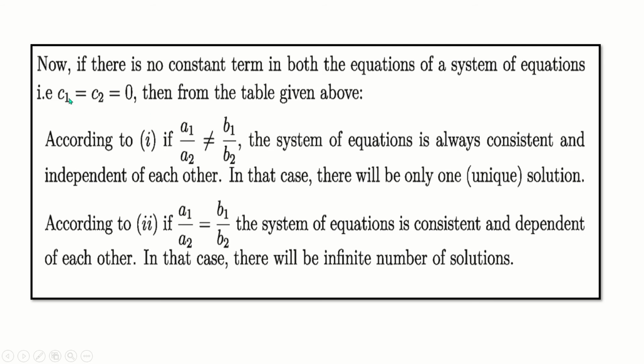Also same condition, but if the constant term is equal to 0, then the first condition, not equal, means always consistent and independent of each other, and we will have a unique, or only one, solution. And for two numbers, if equal, consistent and dependent on each other. Same, but when the constant terms are equal to 0, we can say these two. That means the first two conditions will be applicable for this.